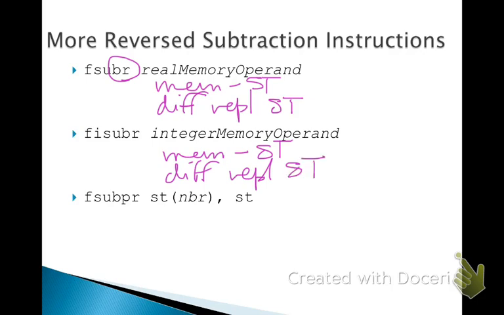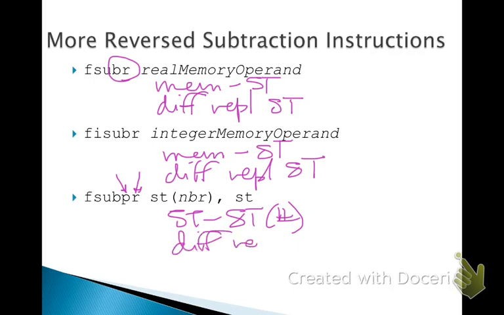Okay, alright, finally, now I have both reverse and pop. So I'm going to do the operation, and the very last thing I'll do is pop the top of the stack. So first thing we do is we're going to calculate ST minus ST number. Then we're going to replace ST number with the difference, and then pop the top of the stack.